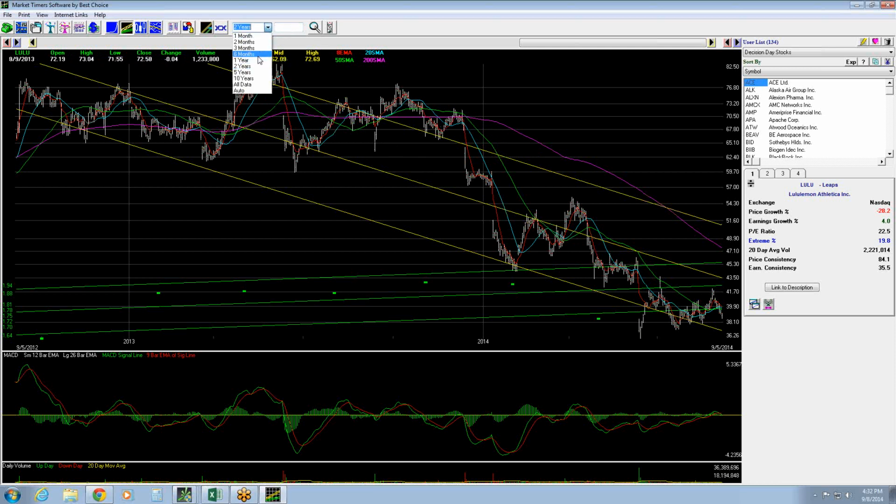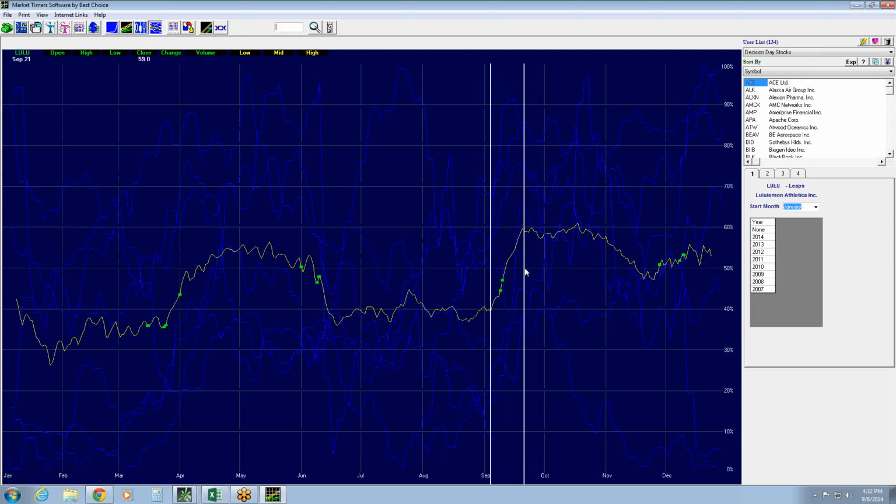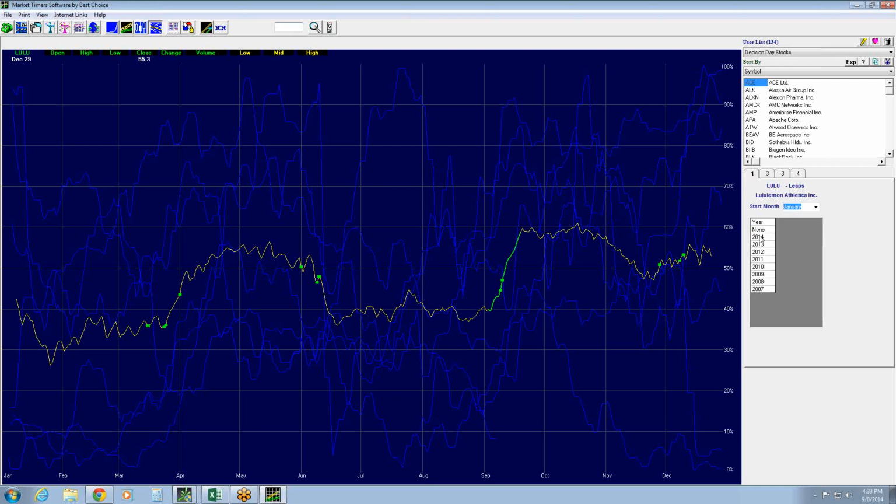They expect good earnings. Seasonally, it's also a good play. But 7 out of 7 years, average move of 18.96%. When you click on what it's doing this year, it's way down at the bottom of the band.